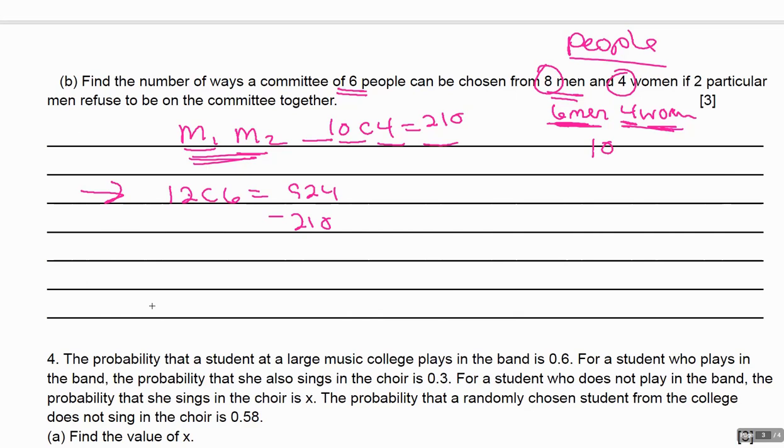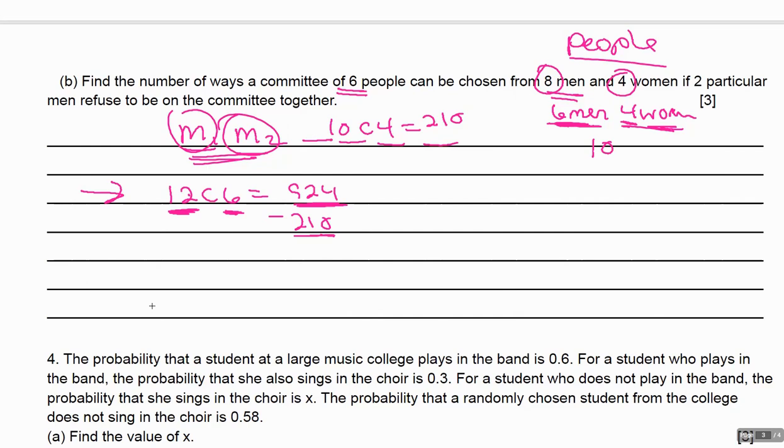Okay, I think I got it. I think I understand it. So this is me taking 12 people and choosing 6 of them with no restrictions at all. That's how many ways I can make committees of 6. This is the number of ways that I can make the committee with the requirement that these 2 men that hate each other are definitely on the committee.